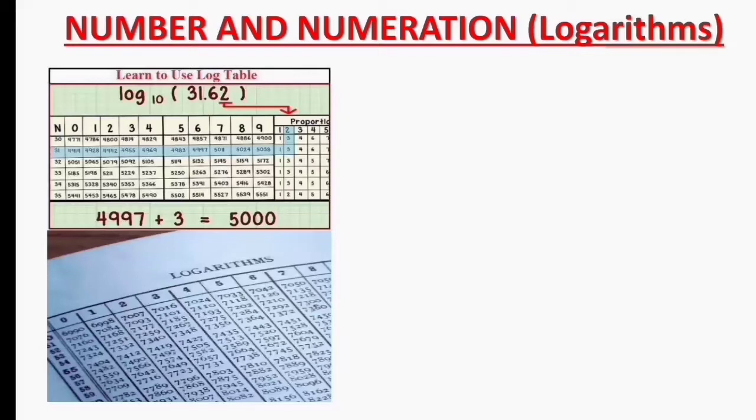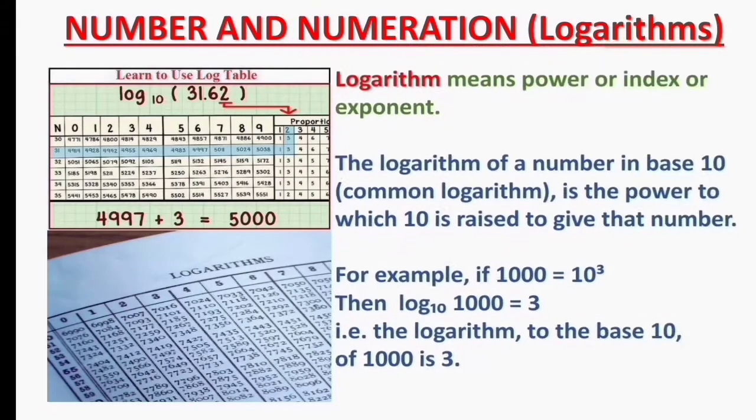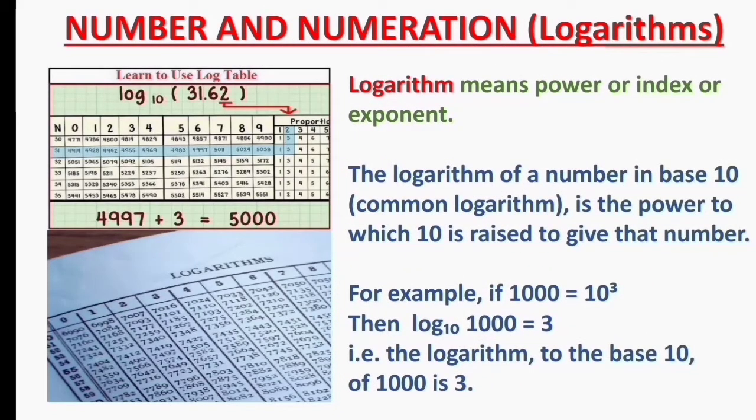Today I shall be teaching you number and numeration, and we shall be looking at logarithm of numbers less than 1. From definition, logarithm means power or index or exponent. The logarithm of a number in base 10, which is called the common logarithm, is the power to which 10 is raised to give that number. We have an example here. If 1000 is the same thing as 10 raised to power 3 in index form, then the logarithm to base 10 of 1000 is 3.